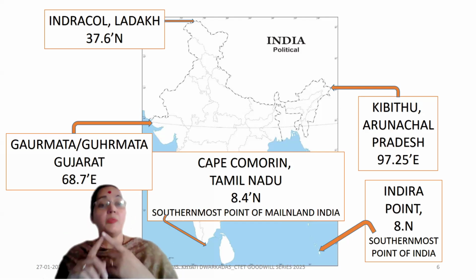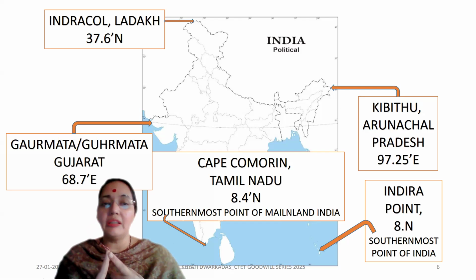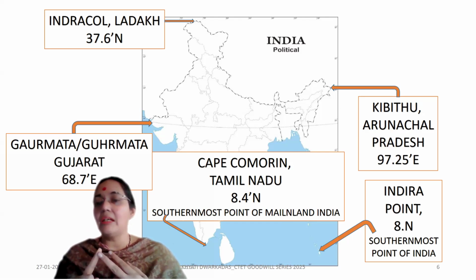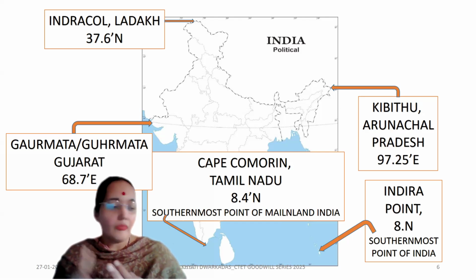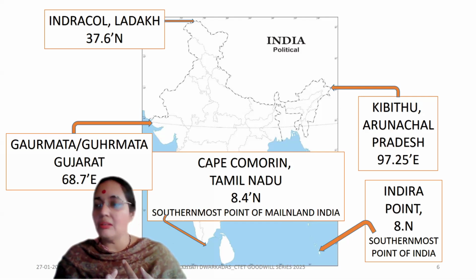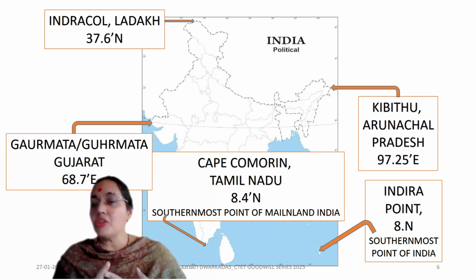So, northernmost point, I'm repeating, Indrakol in Ladakh at 37 degrees 6 minutes north. Southernmost point of mainland India is in Tamil Nadu at 8 degrees 4 minutes north, which is Cape Comorin. Westernmost point of India is Gaur Mata in Gujarat, 68 degrees 7 minutes east. Easternmost point is Kibithu in Arunachal Pradesh, which is 97 degrees 25 minutes east.